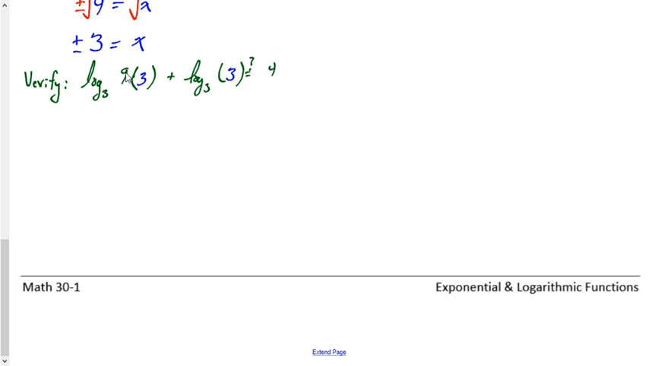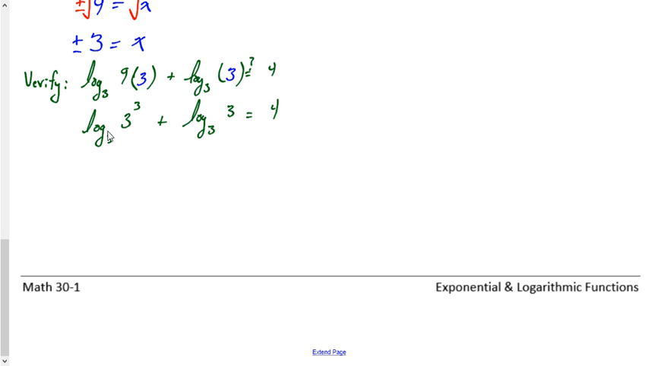Well, 9 times 3 is 27, so I have log base 3 of 27. Right away, I'm going to rewrite that as 3 to the exponent 3, right? Because 27 is 3 cubed, plus log base 3 of 3. Is this equal to 4?